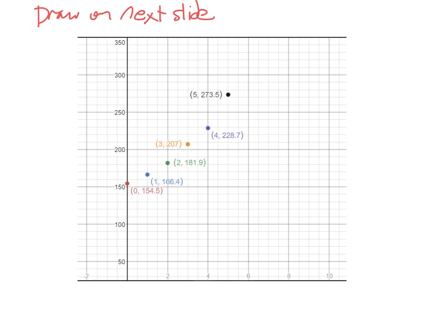So here's what your graph should sort of look like. Okay. Obviously, depending on the scale that you used, it might look a little different. But one of the things that we can identify before we even put the line on is the direction the points seem to be moving.